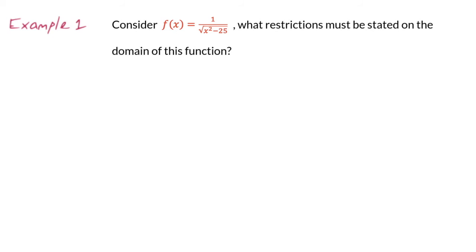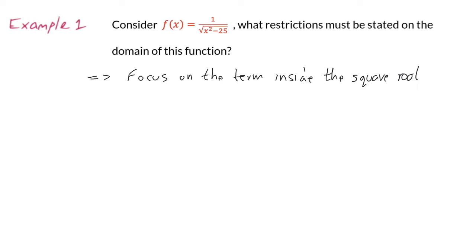So here's an example that will combine both ideas. We're considering the function f of x equals 1 over the square root of x squared minus 25. The question would be, what restrictions must we state on the domain of this function? Really we need to focus on both conditions here. We know that we cannot divide by 0, and we know that we cannot square root a negative. So we focus on the term inside the square root, which of course is also in the denominator. And we need to think about both those situations.